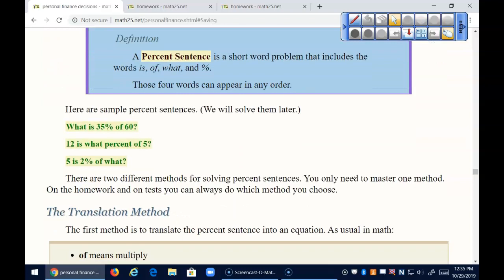So here are 3 sample ones. What is 35% of 60? 12 is what percent of 5? 5 is 2% of what? Yes? I use a power formula: part, whole, and rate. So take out the vowels and you have the word power. So 35% of 60 would be percentage, and 60 is the whole, so it'd be bottom, so it times each other. So 0.35 times 60 is.